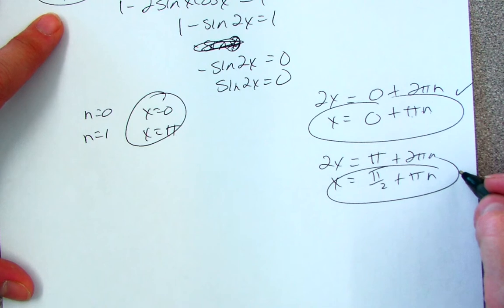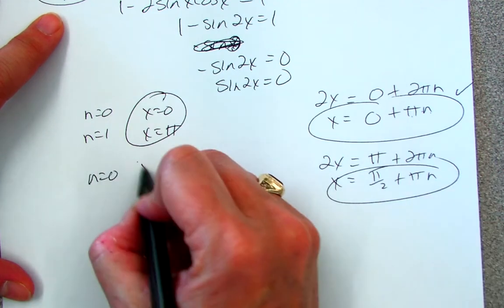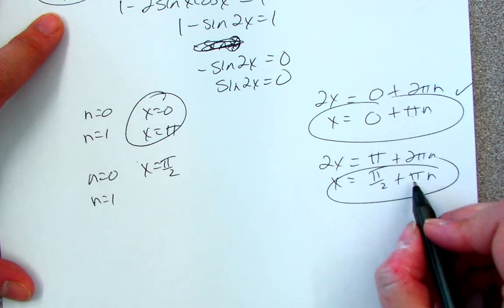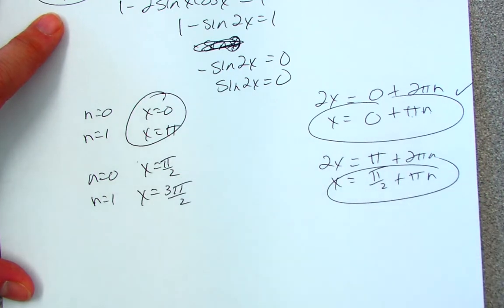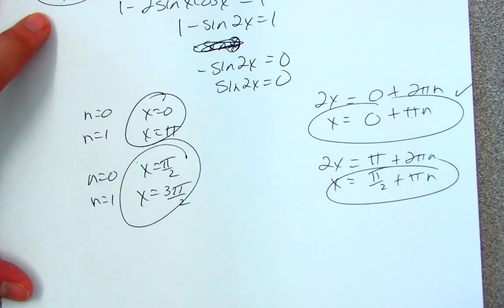Done. Next. N equals 0, I just get x equals pi over 2. Put in 1, that would be 2 pi, so that would be x equals 3 pi over 2. And I can't go any further. If I put in 2, that's beyond. But because I squared both sides, I must check all 4 of those solutions to see if it's true or not.